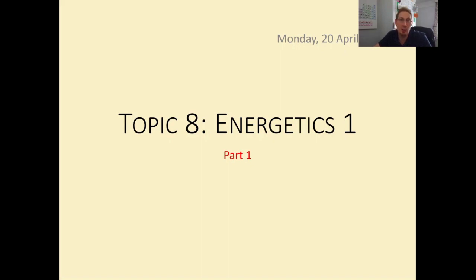We're continuing with our revision of the inorganic side of AS level chemistry, moving on to the next topic that you did in sequence, which was topic 8, energetics 1. Now this builds very strongly on your GCSE content. If you did AQA, that would have been C5, energy changes, endo and exothermic reactions, and bond energy calculations. So let's have a quick look at what's in it.